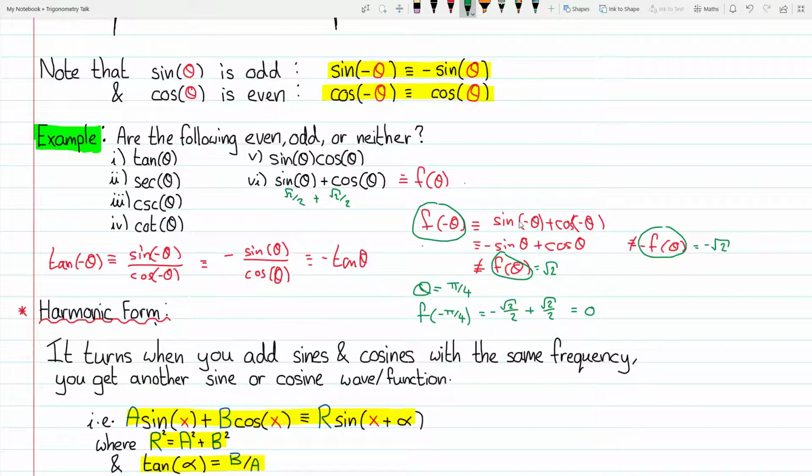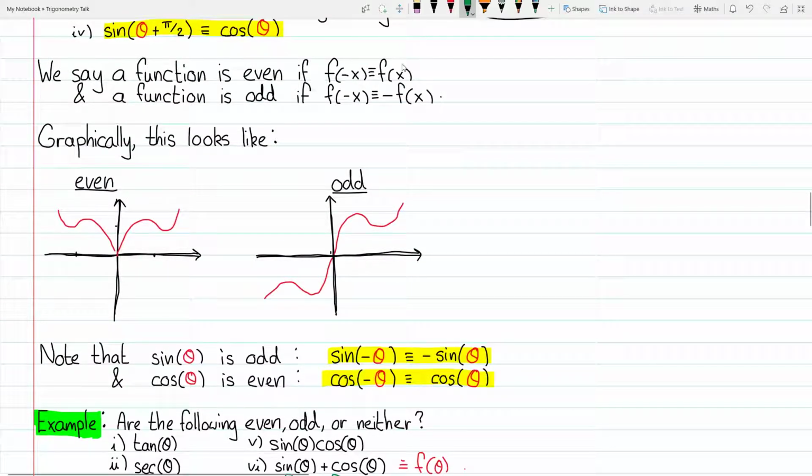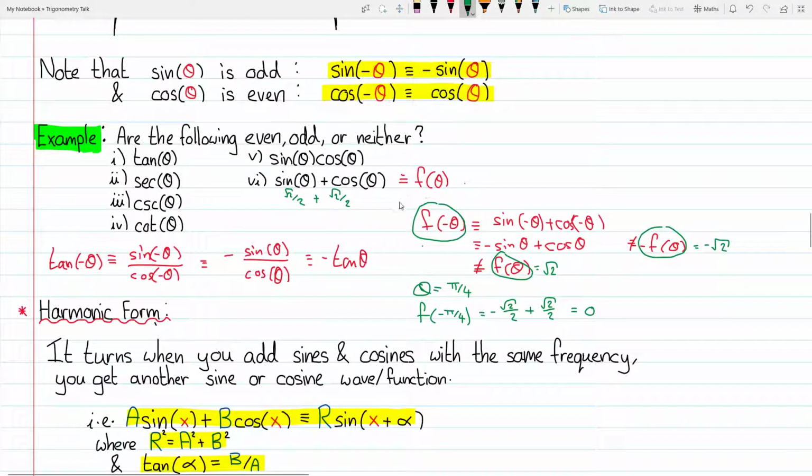I'll butcher that a little bit more, but I hope you can see that if you just plug in this value, you can show that neither of these definitions apply, and so because of that, it's neither even nor odd.